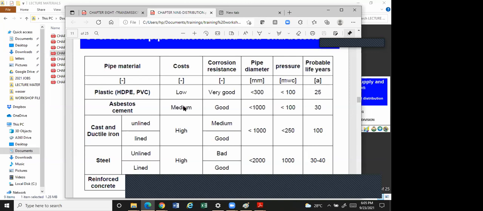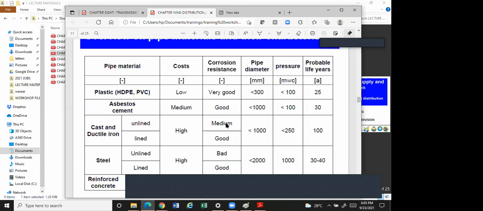Ductile iron, the cost is high. The lined one is good, the unlined one is medium resistance against corrosion. The diameter can be more than 1 meter. The pressure must be less than 25 bars for ductile iron, and it can last for 100 years.